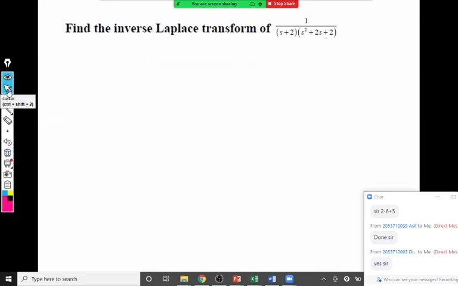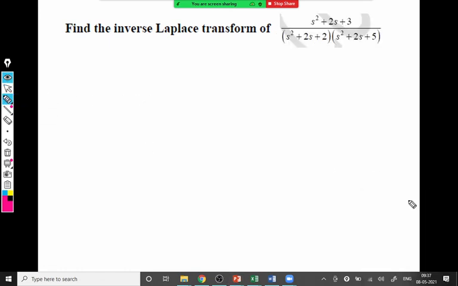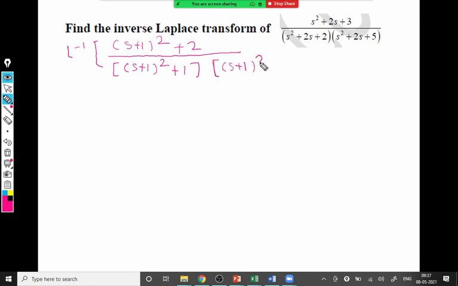Okay. So the last example on partial fractions is on the screen now. You can tell me step number 1. Sir, we'll convert the base as we did in the previous question. Yes, correct. It is a complete square, (s+1)² + 2. As all quadratic terms are there, we are doing that: (s+1)² + 1, and here (s+1)² + 4.